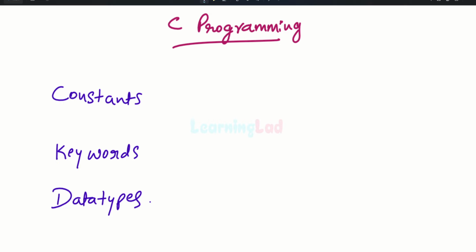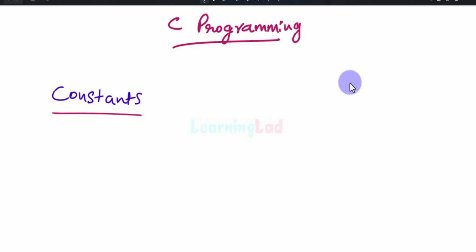In this video, we will talk about constants, keywords, and data types in C programming language. In the video about the C character set, we have learned that the C character set consists of the alphabets from A to Z, both lowercase and uppercase. Then it has the digits from 0 to 9, and it has symbols like percentage, plus, minus, multiplication, division, equal to, etc. The C character set is used to form something called constants.